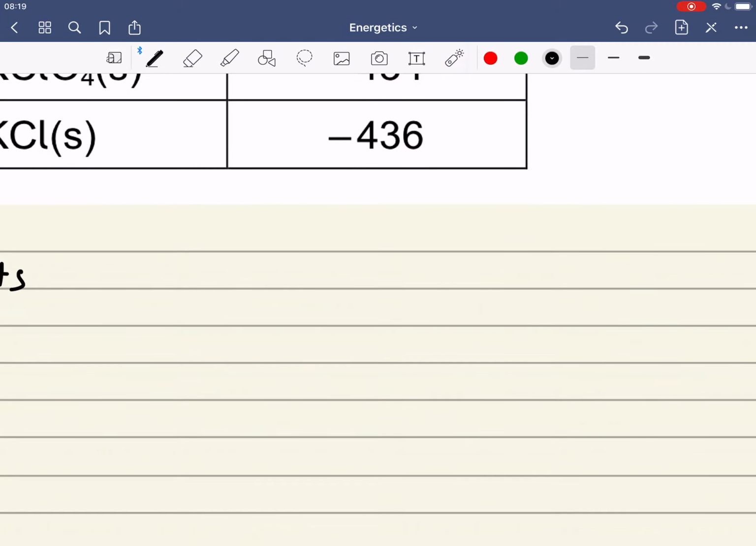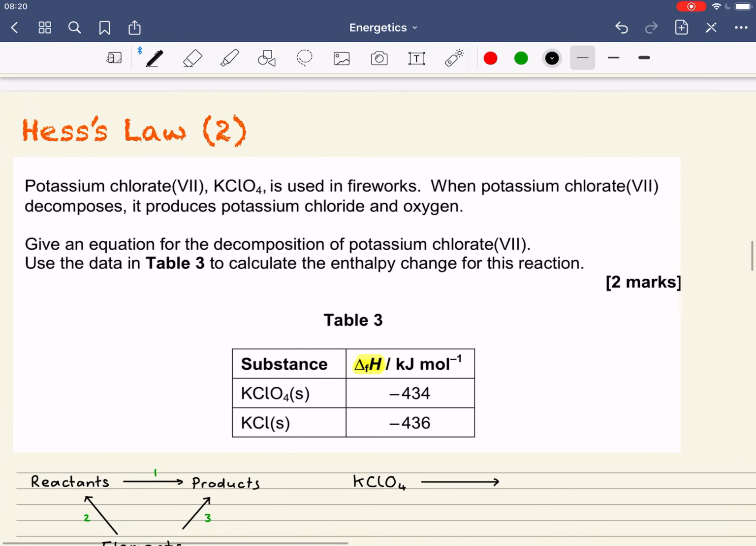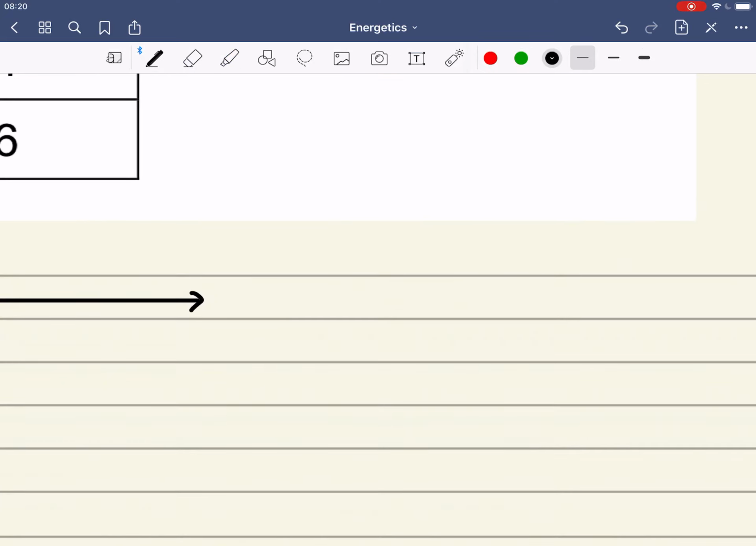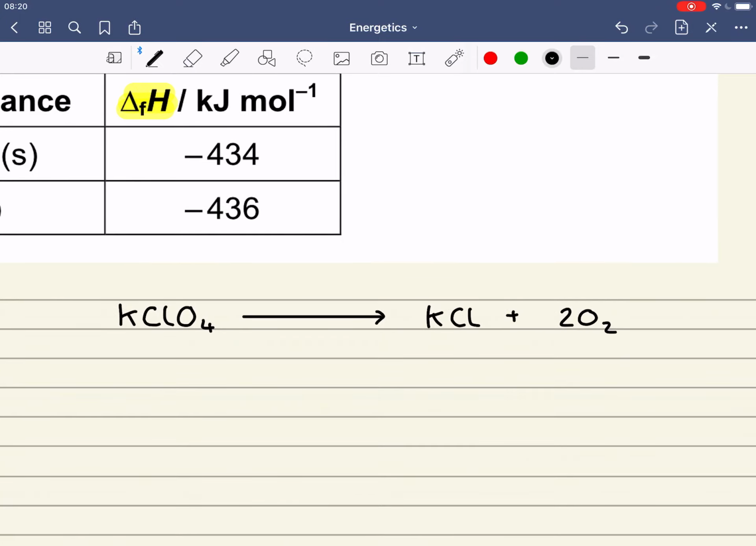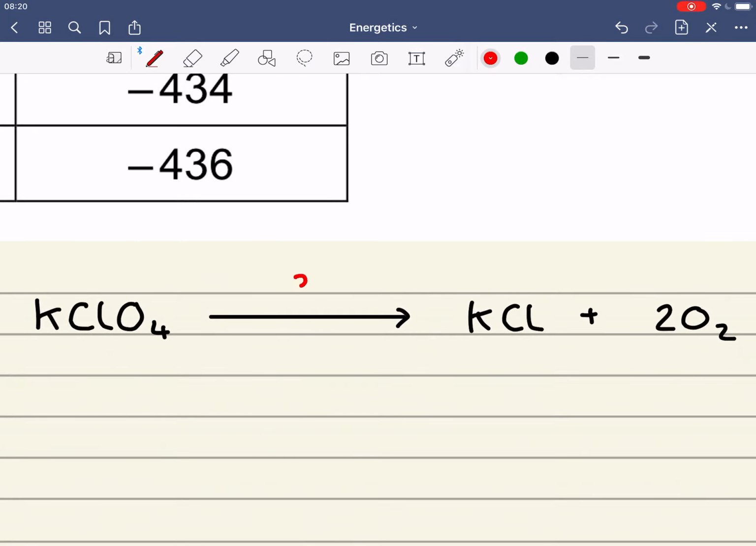We need to look at the decomposition of KClO4. Decomposition means it's not reacting with anything, it's just going to break down to form products, and it tells us in the question it produces potassium chloride and oxygen. So we form KCl and 2O2, and that there is my reaction, and that's the enthalpy change that I want to work out.